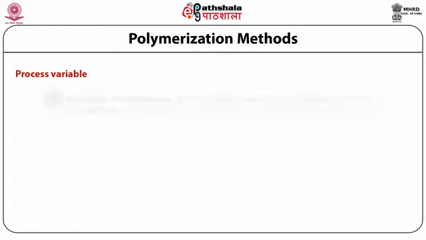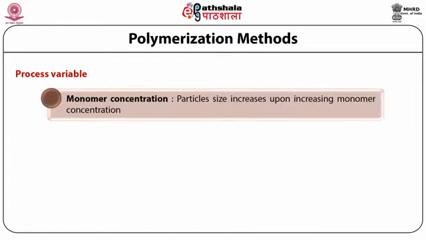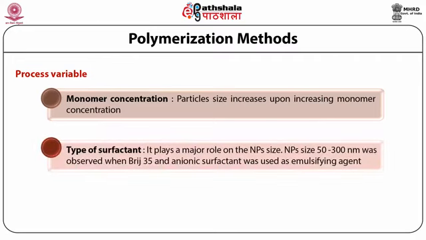The first process variable is monomer concentration. It was observed by scientists that particle size increases upon increasing monomer concentration. So, the optimization of the monomer concentration is very important in order to get nanoparticles of a desired size range. Another important process variable is the type of surfactant. It plays a major role in the nanoparticle size. Scientists have reported a nanoparticle size of 50 nanometer when Brij 35 was used as the emulsifying agent, while it was 300 nanometer when another anionic surfactant was used as the emulsifying agent.